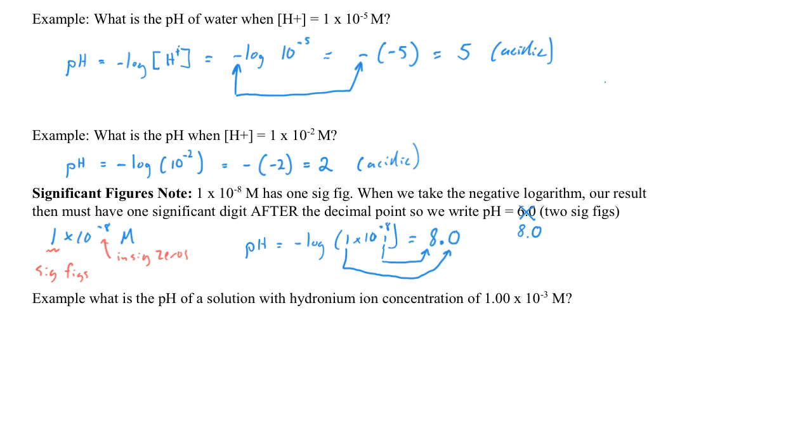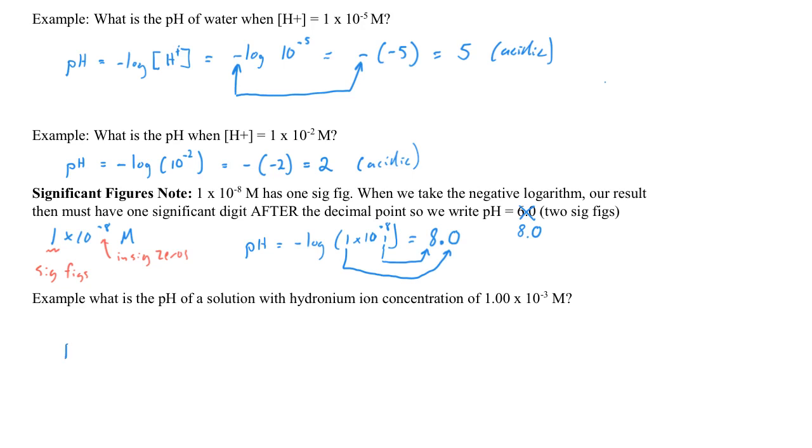So in our example here, we have 1 × 10 to the -8 molar, which has one significant figure. We express that in the pH by putting 1 decimal place after the 8 to account for the 1 significant digit. Now, if we had 2 significant figures in our concentration, we would have 2 places after the 8 for those 2 significant figures. So let's take a look at this next example.